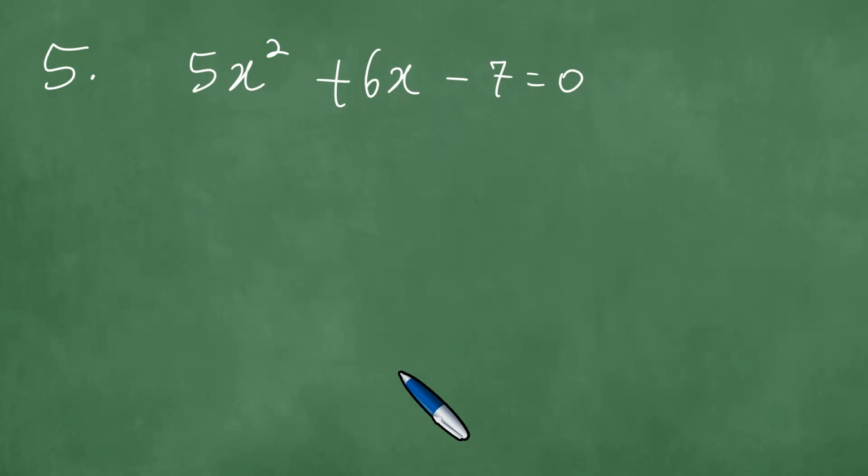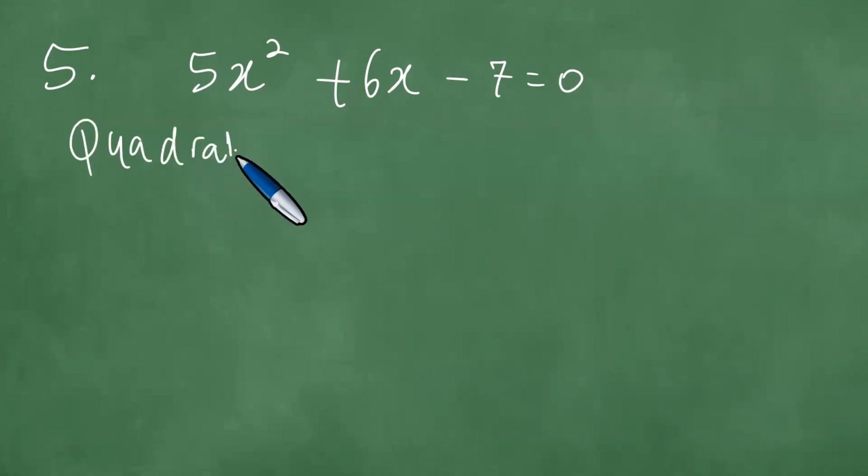At this point, what is the product and what is the sum here? Our product is negative 35, and you can see that you can't get 6. So now you use the quadratic formula. What does the quadratic formula say? Anyone?